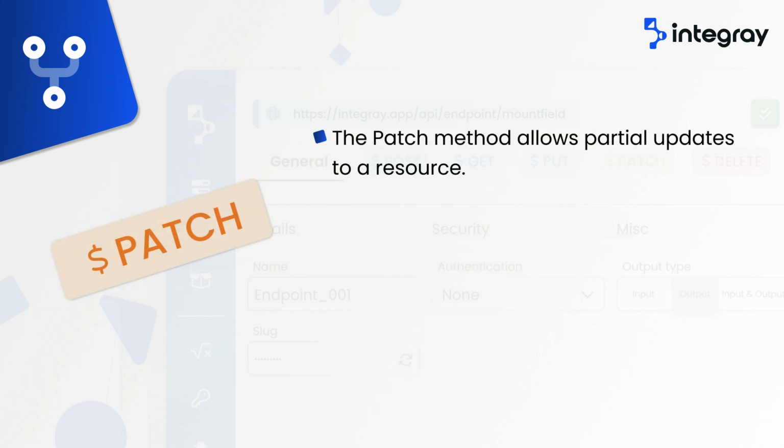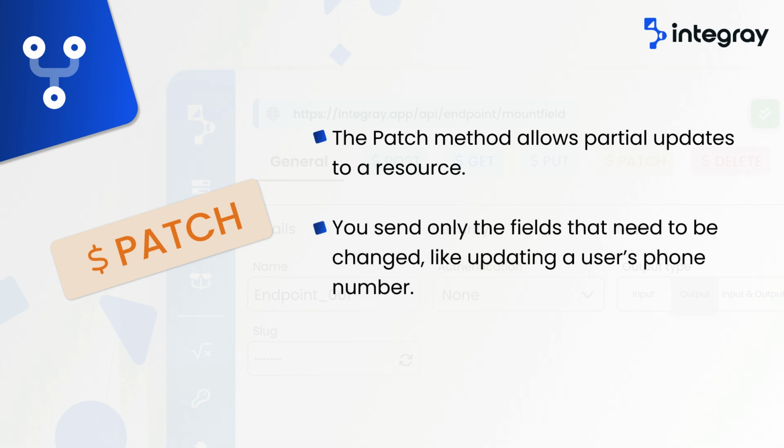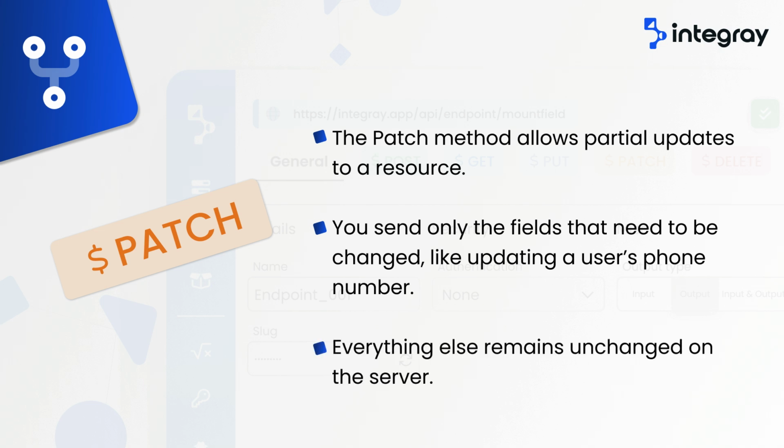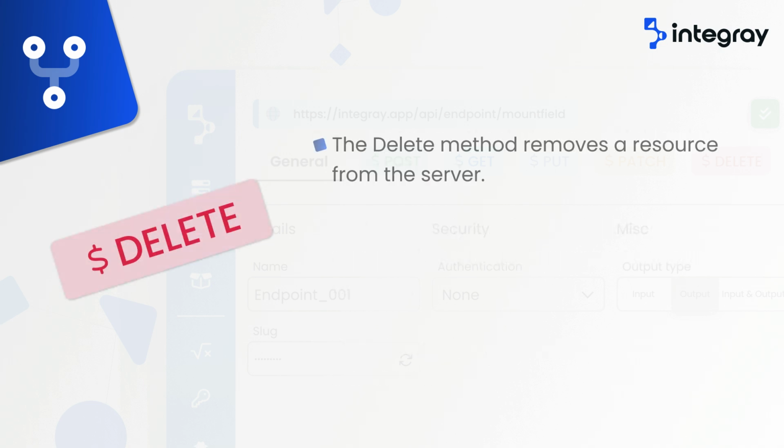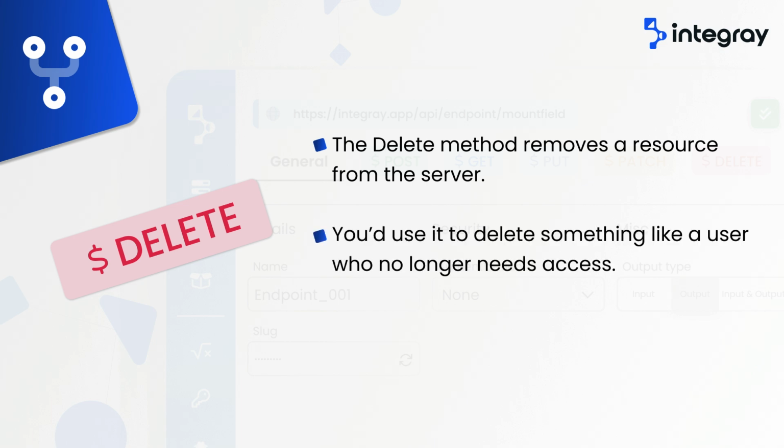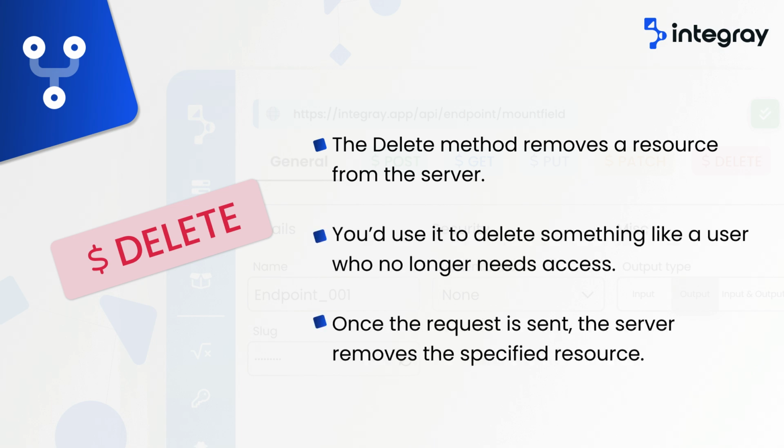Patch is for partial updates. Instead of sending the entire resource like put, patch lets you only change certain fields or sections. You send just the pieces that need updating, and everything else stays the same. Delete is straightforward. It's used to remove a resource from the server. If something is no longer needed or you want to get rid of a record, you send a delete request.